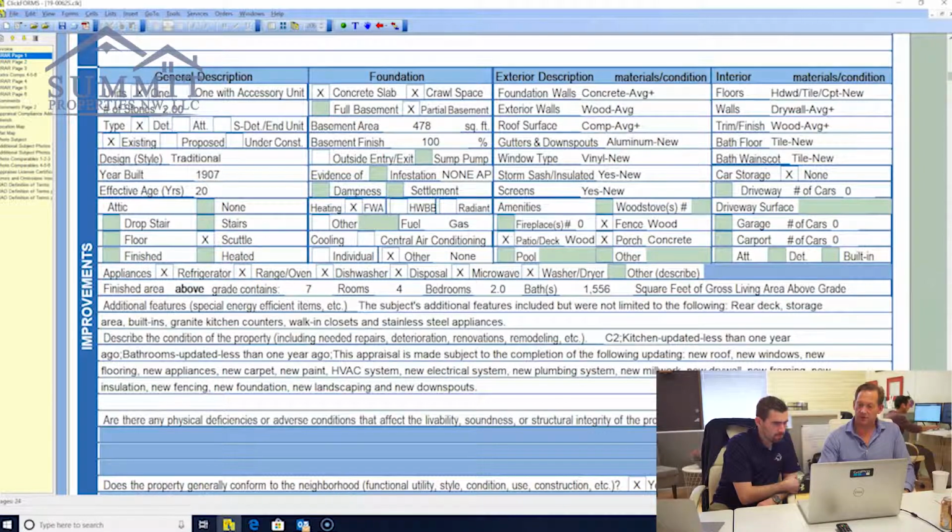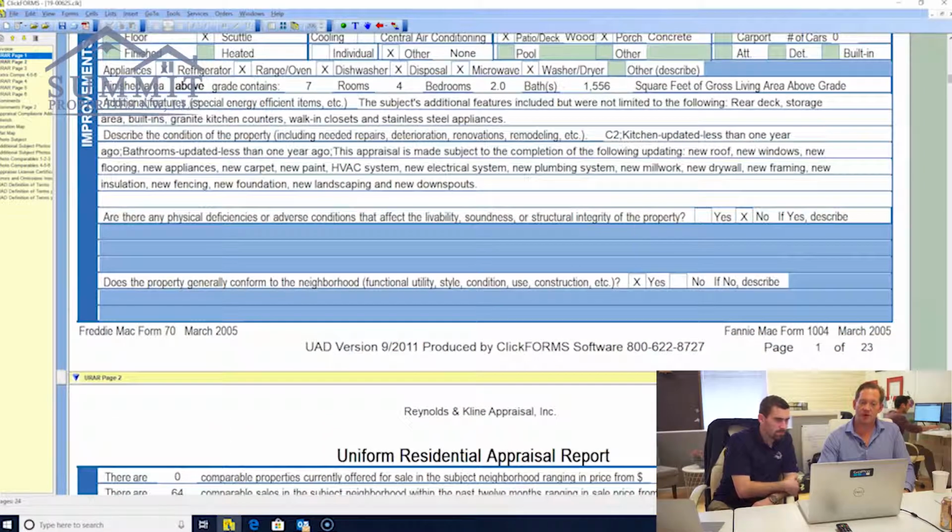So let me get a little further down. All right, there's your appliances here. And here's your total room count, bedroom count, bath count, square footage. That's square footage above grade, so anything main level and above. Anything in the basement doesn't count.